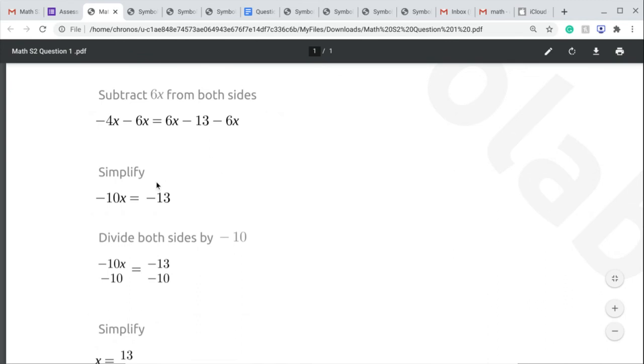Negative 10x now is equal to negative 13, because we left now the two 6x and they cancelled. 6x minus 6x is 0. So that's going to be now negative 10x is equal to negative 13. Now, we're close to the answer.